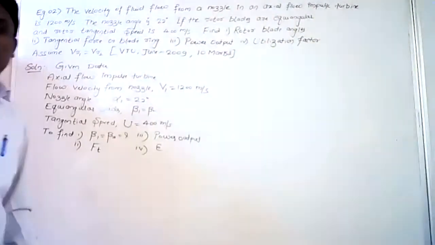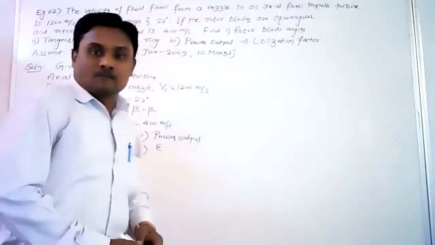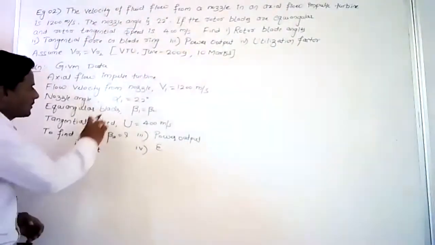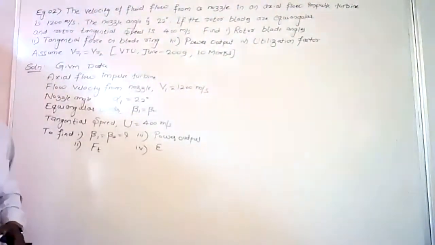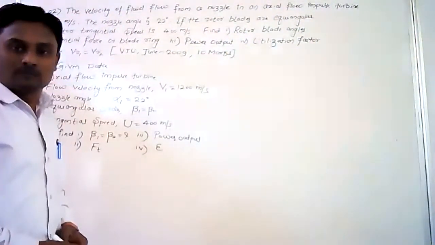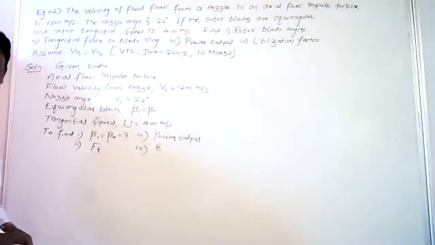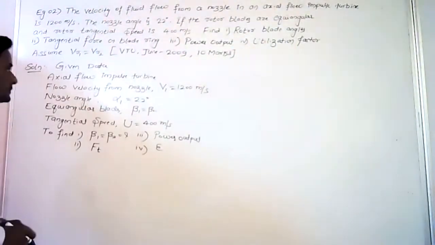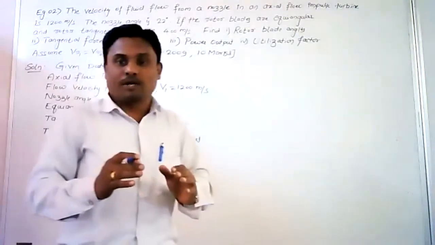Just copy. Now you can take the screenshot of this. Is it completed, beta? This is alpha 1. Is it completed? Please respond. Yes, sir. Okay. Now the first and foremost task is to draw the inlet and outlet velocity triangles.